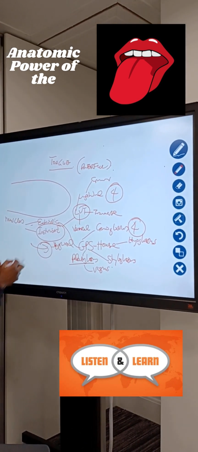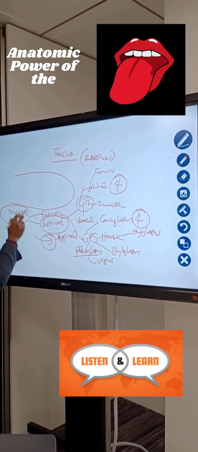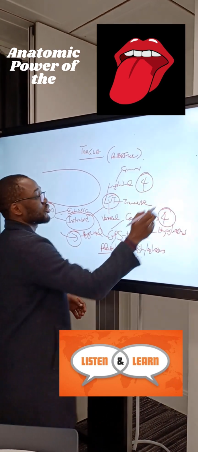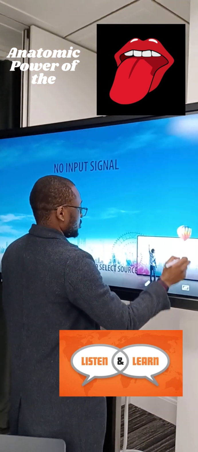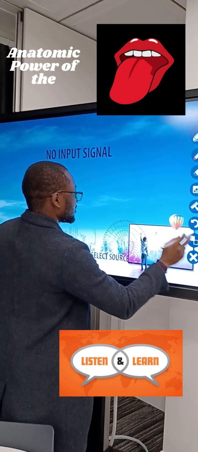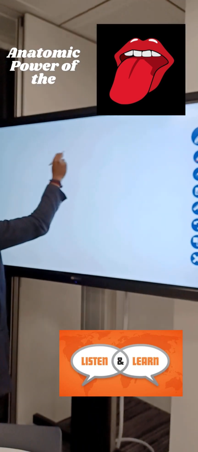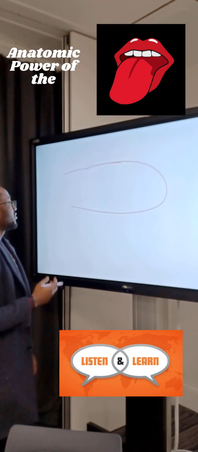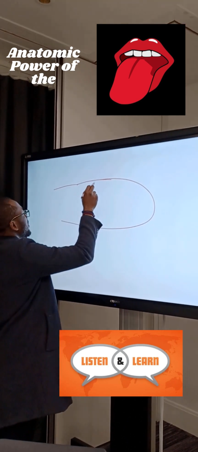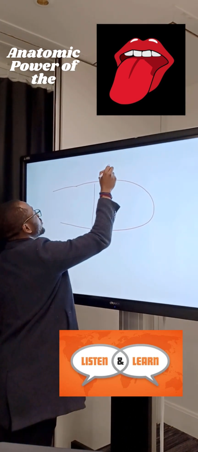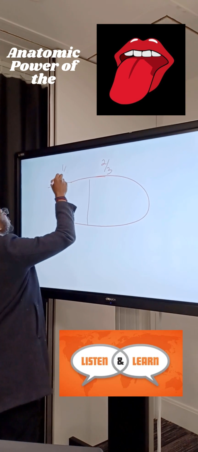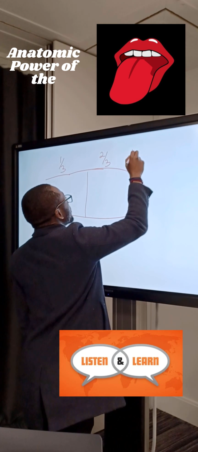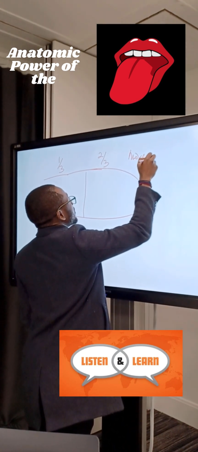Good. Now, we've talked about how powerful the tongue is muscularly, let's look at the supply of the tongue. So I'm going to clean this and start again. Now let's look at the nerves supplying the tongue. You can remember the nerve supplying it if you divide the tongue into anterior 2/3 and posterior 1/3. That's one. The other thing is we need to consider the modalities of the tongue.